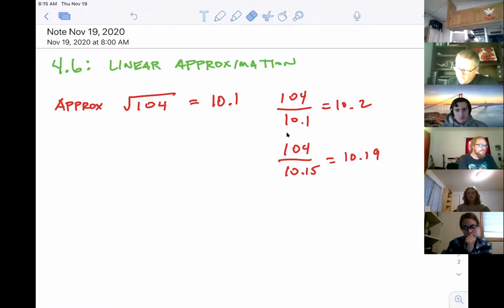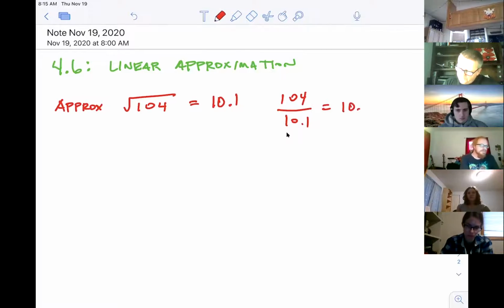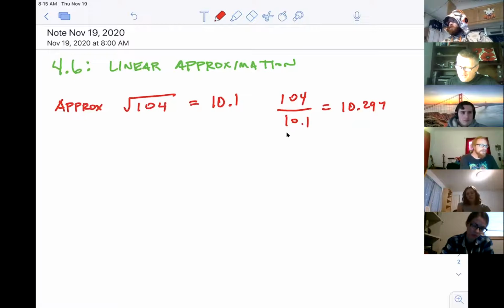Just out of curiosity, I'm actually going to try this. And again, it feels weird to grab your calculator and do this, because why not just take the square root of 104? But I'm going to take 104 divided by 10.1, and I got 10.297. If I average those two, I get about 10.199.